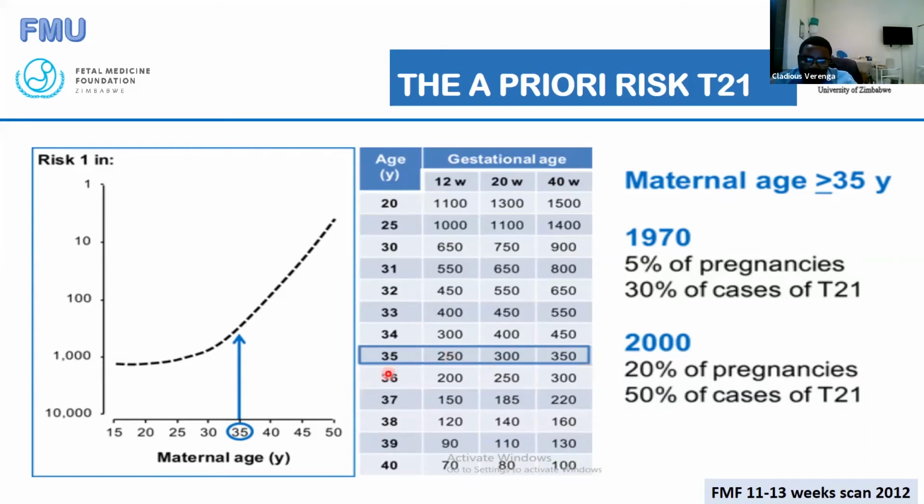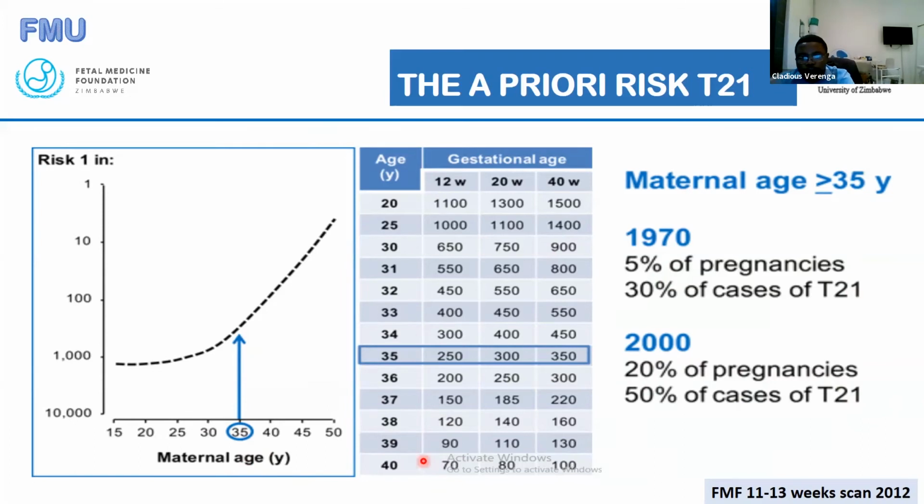So the a priori risk is not the one we use to tell the woman that her risk is one in 70 because she is 40. If we do that, we will be stuck in the 1970s, when they were screening 5% of the pregnancies, because 5% of pregnant women were getting pregnant after the age of 35, and they were only picking 30% of cases with Down syndrome. Although we know the demography in developing countries has changed, so that 20% of pregnancies happen after the age of 35, and they are now picking 50% of the cases of Down syndrome in women above 35. So if you use maternal age alone as your basis for screening, you are going to miss babies with Down syndrome, and you may apply an invasive test unnecessarily.